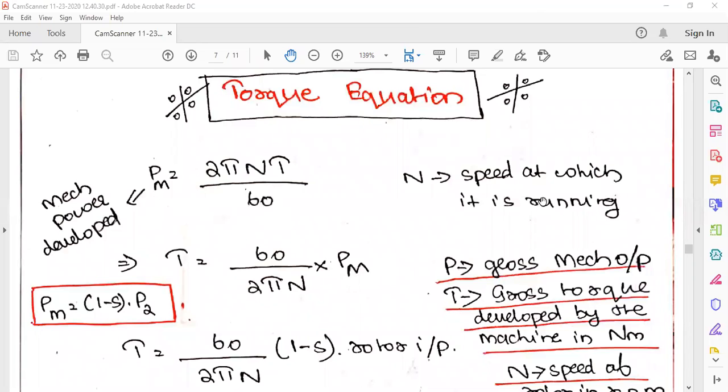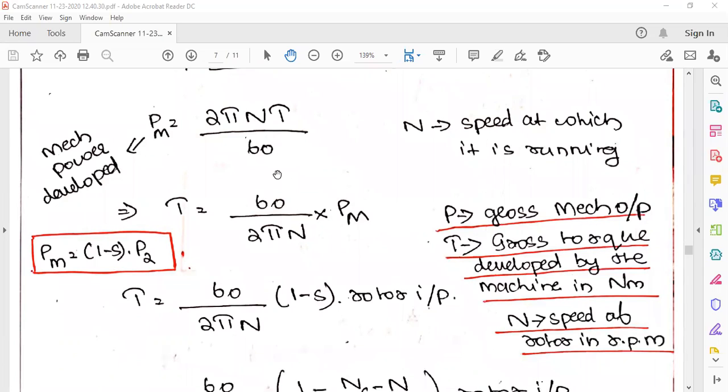So the torque equation: we know the equation for torque. The mechanical power developed is equal to 2 pi N T by 60. The basic equation of any rotating torque, when we consider a rotating force, is that the mechanical power developed Pm is equal to 2 pi N T by 60, where N is the speed at which it is running and T is the overall torque. So torque will be 60 by 2 pi N into Pm, where Pm is the mechanical power developed.